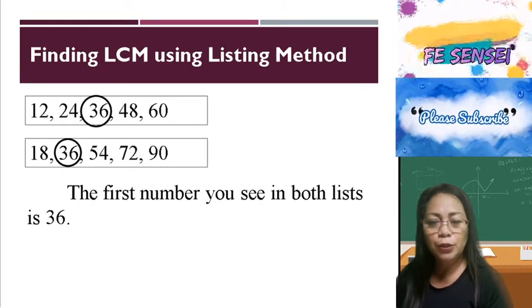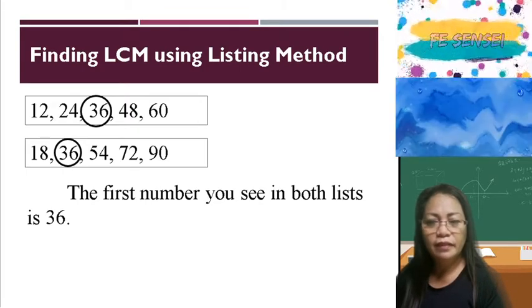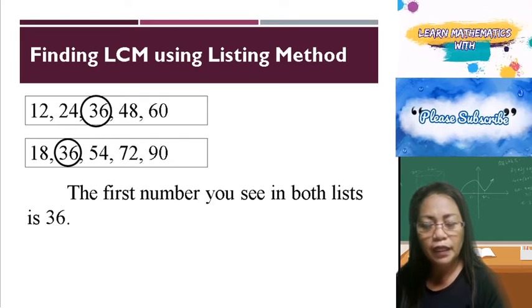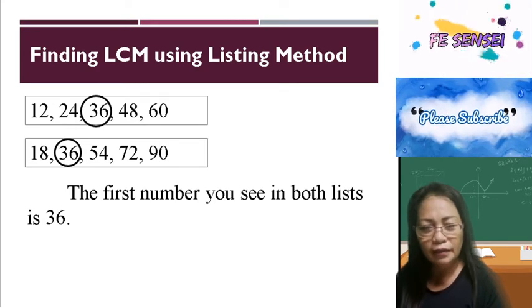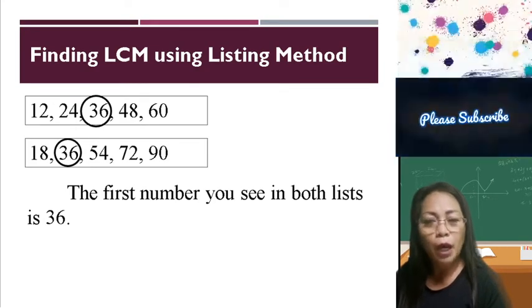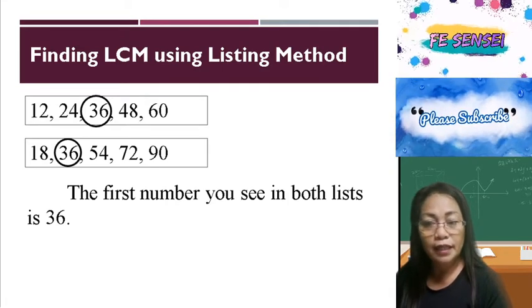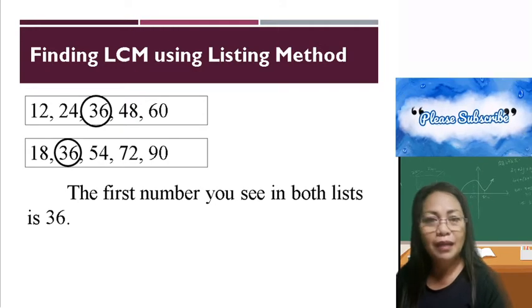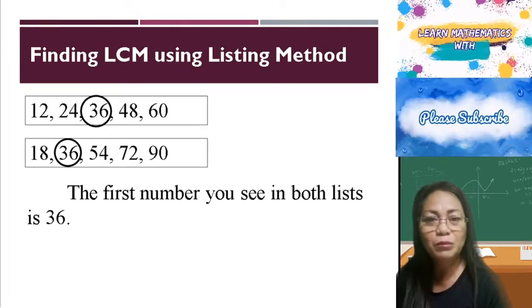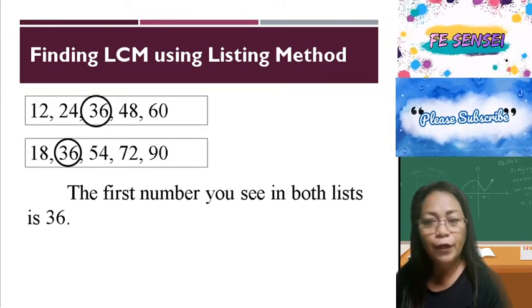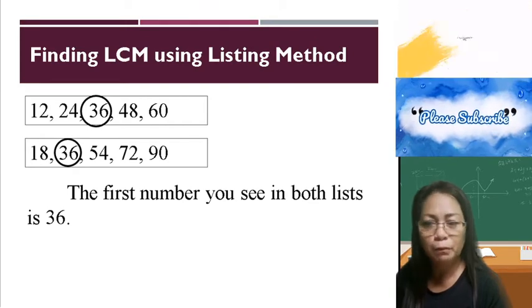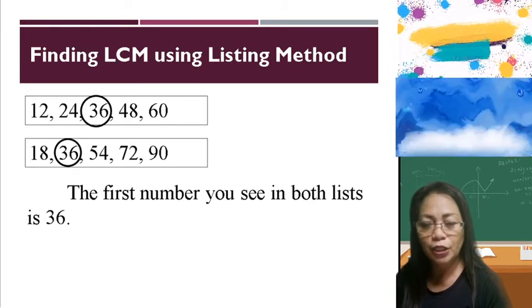If we proceed with the multiples of 12 and 18, we can find another common multiple. It's 72, but it's not the least common multiple. So we're looking for the least common multiple. Therefore, the answer is 36.